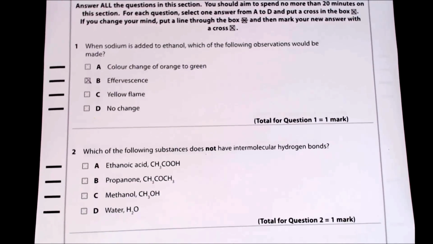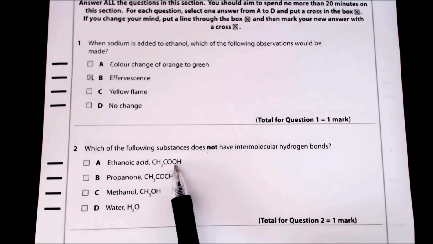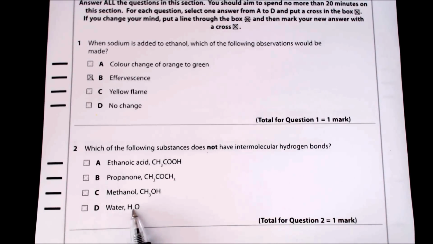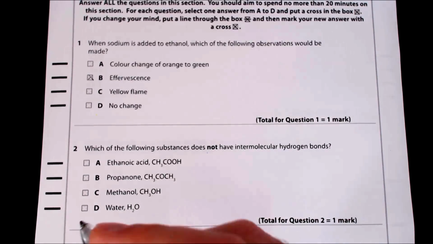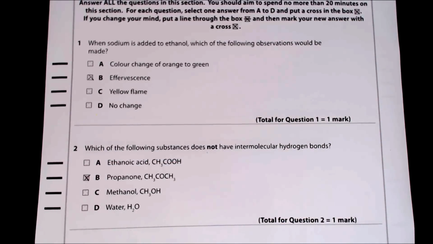Okay, question 2. Which of the following substances does not have intermolecular hydrogen bonds? For hydrogen bonding you need nitrogen, oxygen or fluorine, and there must be a hydrogen attached to that as well. So ethanoic acid does, it has the OH, methanol has OH, and obviously water has OH. The only one which doesn't is this. This is a carbonyl group, a double bond O, and it's not bonded to a hydrogen. So therefore this is not hydrogen bonding. The answer is B, propanone.